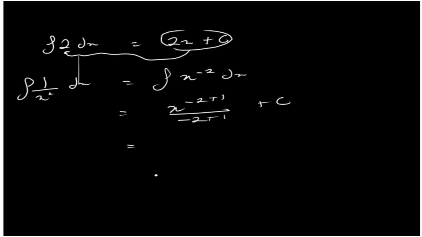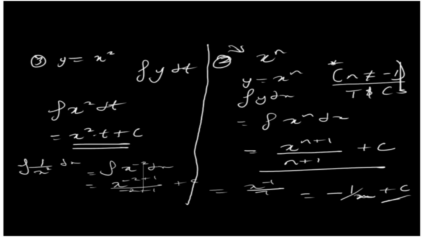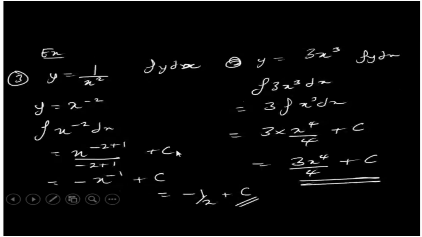So this is x raised to power minus 1 over minus 1 plus c, which is equal to minus 1 over x. That's fine. So that is how integration works for powers. These are examples as well. If you have to integrate 1 over x squared, we just did that one.